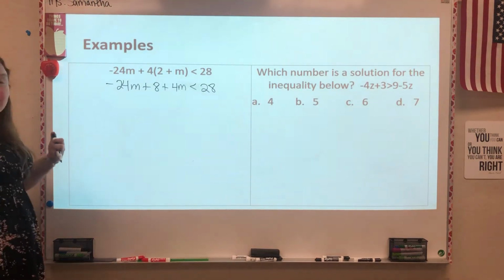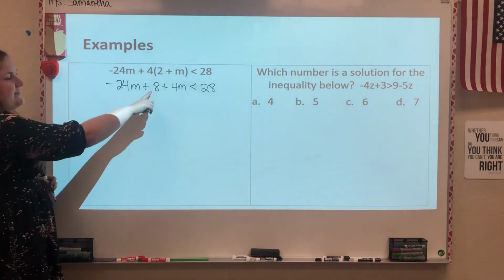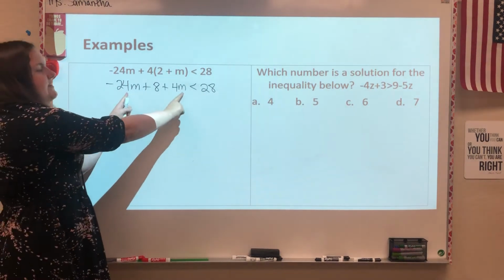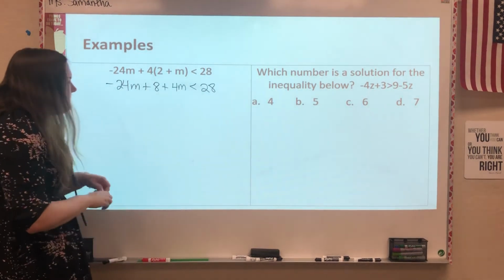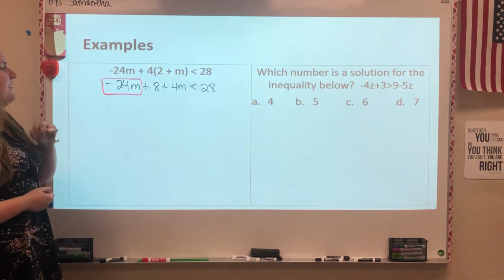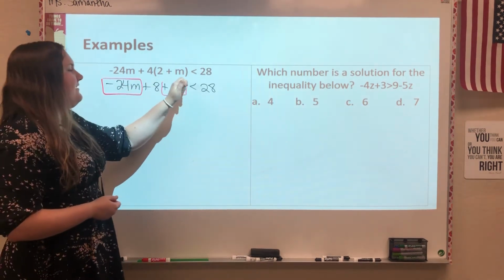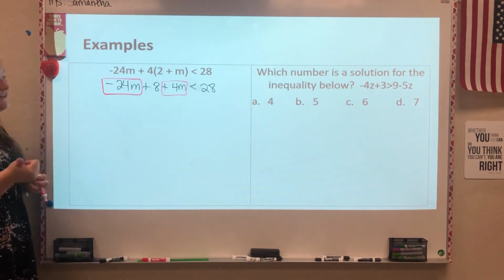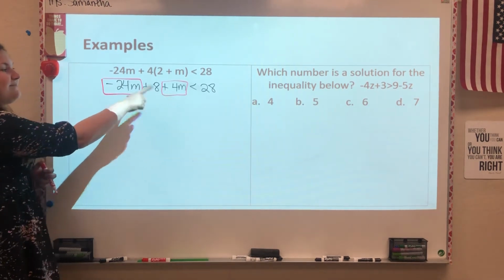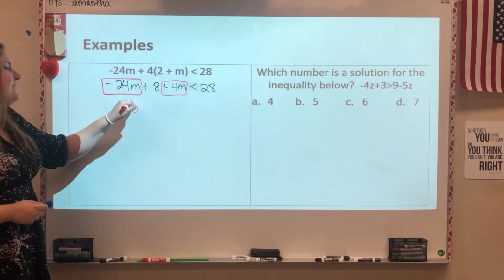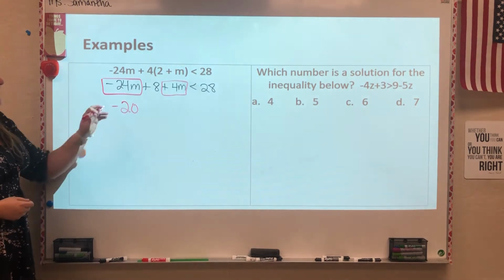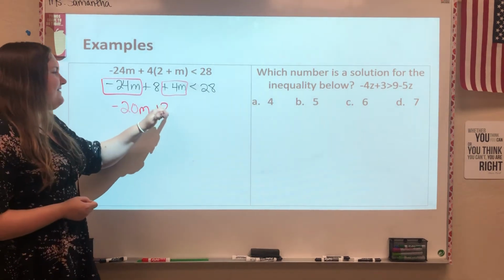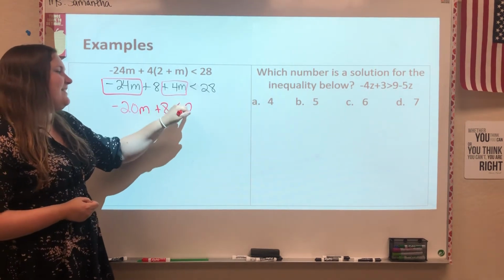There's a couple things you could do next, right? You could subtract your 8 on both sides. I personally like the idea of let's combine like terms next. So I'm going to combine this and this. Make sure you're being careful with the signs in front of those numbers. A negative 24 plus 4, different signs means I'm subtracting and keeping our negative. So we get negative 20m. Need to copy down my plus 8, and then it's still less than 28.